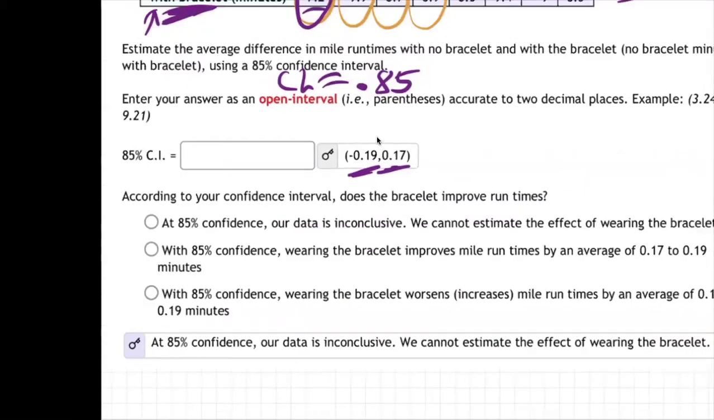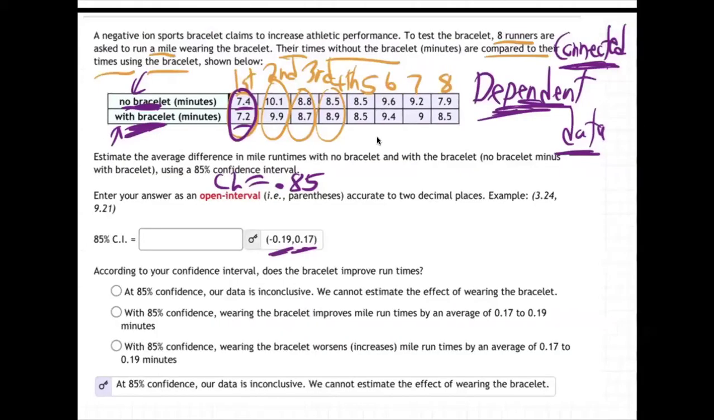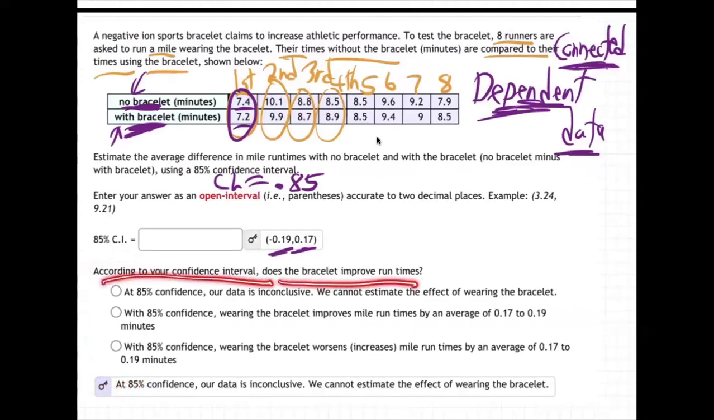Okay. So now, what does that mean about this final question? According to your confidence interval, does the bracelet improve run times? I mean, that's the question, right? Does wearing the bracelet, which claims to make you run faster, does it? Is there statistical evidence that it works or not?